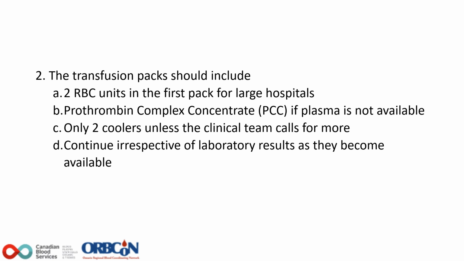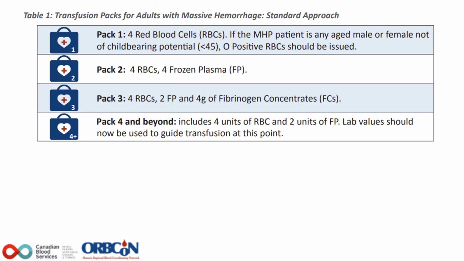For the second question, the transfusion packs should include, so these are the coolers that you send out. So in each cooler, you have got the RBCs, plasma, and then plus or minus the platelet. So 2 units of RBCs, PCC, which is prothrombin complex concentrate if plasma is not available. Only 2 coolers unless the clinical team calls for more, and then continue no matter what the laboratory results come back. All right, so based on those choices, let's take a look at what's in the MHP toolkit.